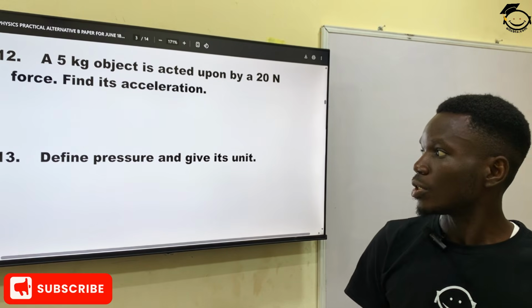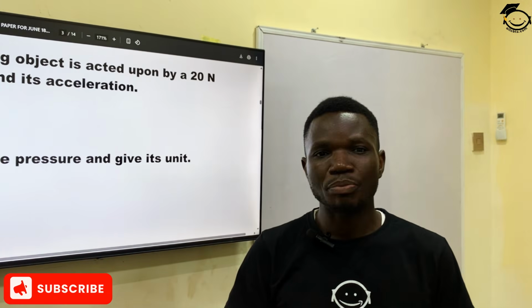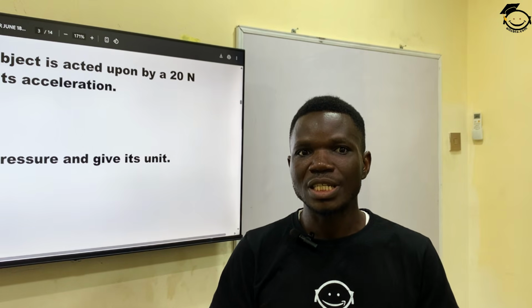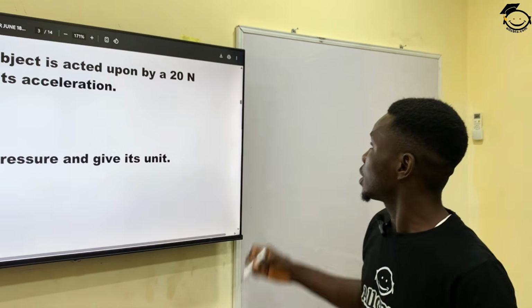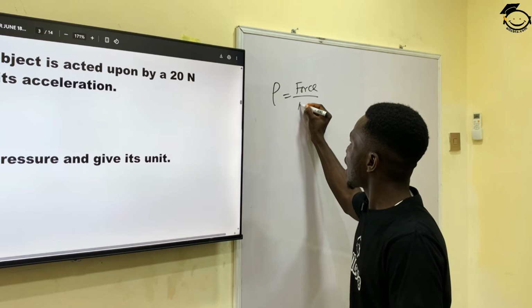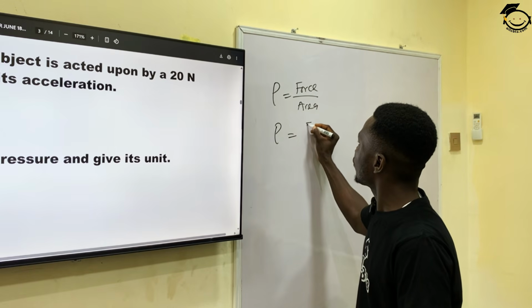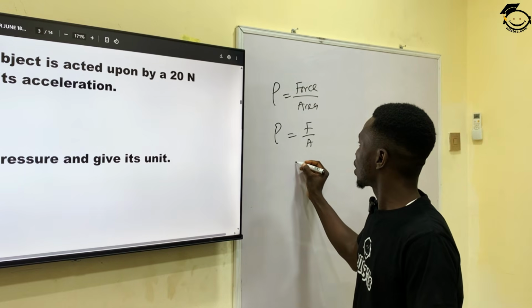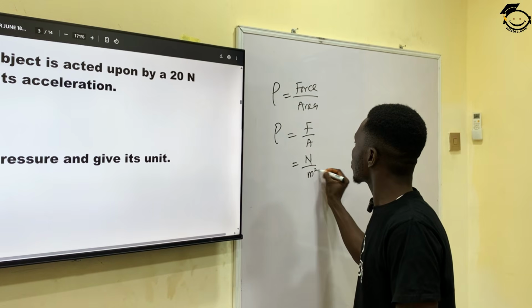So the next question is question number 13. It says define pressure and give its unit. Pressure can simply be defined as the force per unit area of a body. That is to say that pressure is equal to force over area. And that is why the units of pressure can simply be Newton per meter square.